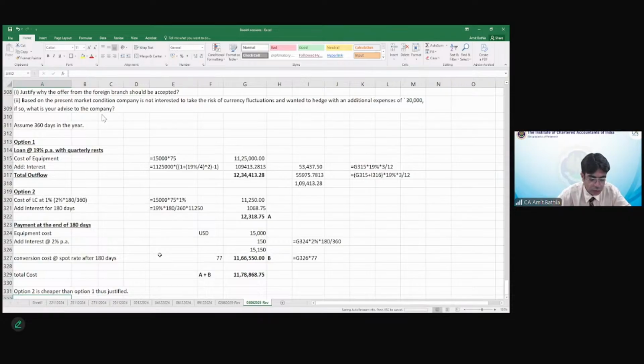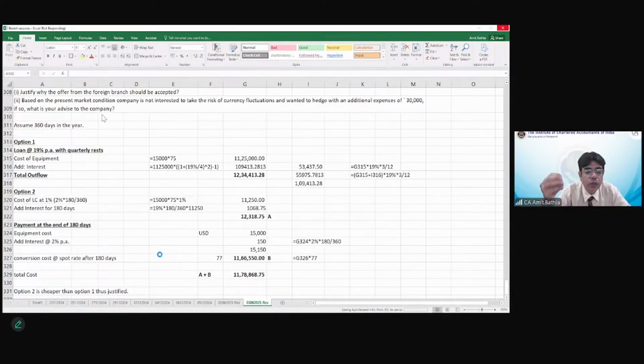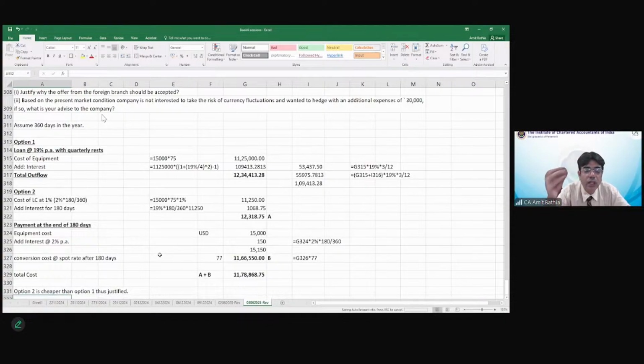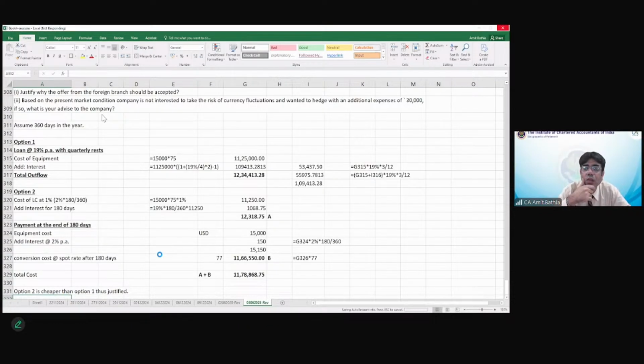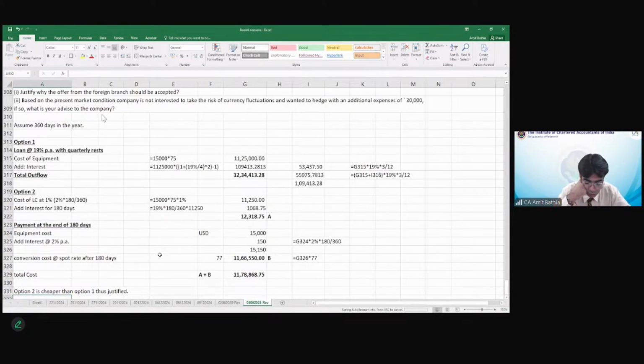What should we do? Think of it first of all: $15,000, and you want to spend up to 30,000. So 30,000 divided by 15,000, per dollar, what is the amount? 2 rupees. Am I right? 30,000 upon 15,000 will be 2 rupees per dollar, which you are willing to spend for getting the hedge.